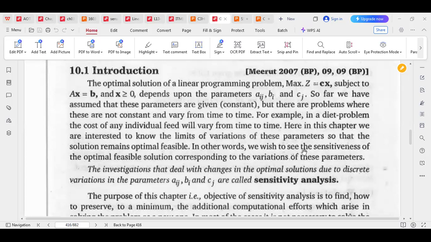In other words, we wish to see the sensitiveness of the optimal feasible solution corresponding to the variations of these parameters. So the investigations that deal with the changes in the optimal solution due to discrete variations in the parameters Aij, that means the coefficient matrix, the requirement vector Bi, and the cost vector Cj, are called sensitivity analysis.